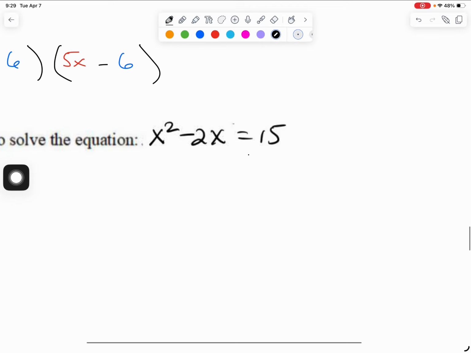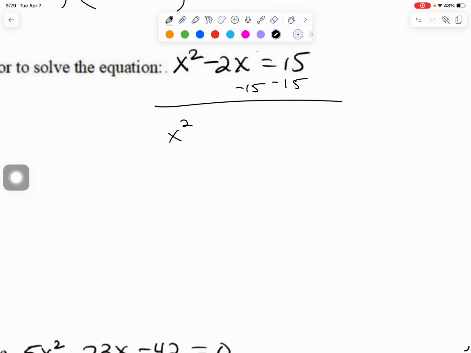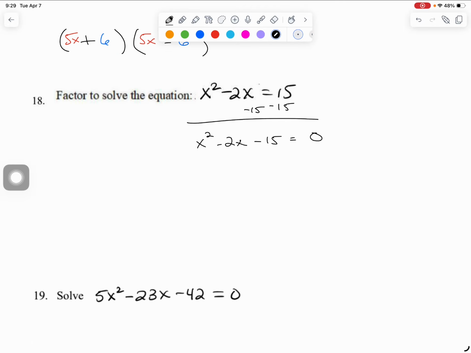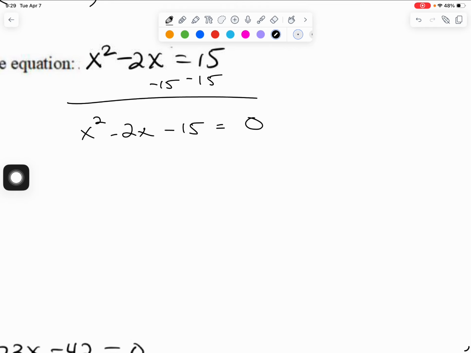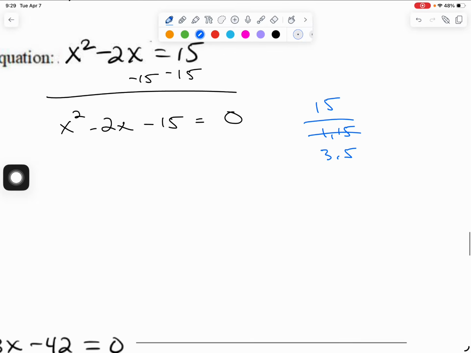All right, this negative 15, we have to shift it over to the left. That's going to give us x squared minus 2x minus 15 equals 0. We are solving this time. We need the factors of 15: 1 and 15, 3 and 5. Since c is negative, we just want to subtract to get to a 2. 15 minus 1, no chance. 5 minus 3 gives us 2, but we need to make it negative 2, so we just do 3 minus 5. That's it.